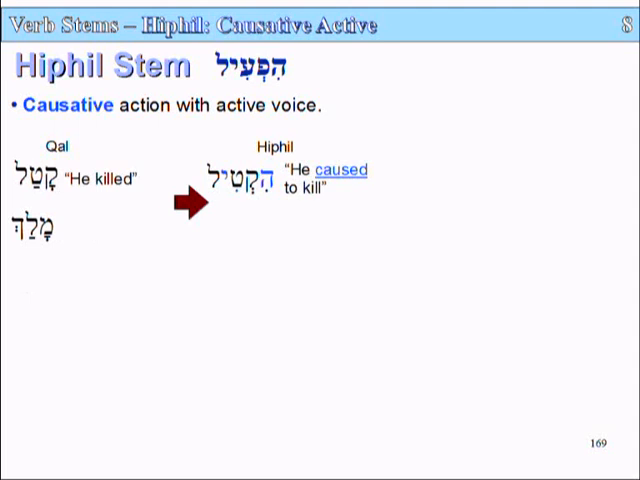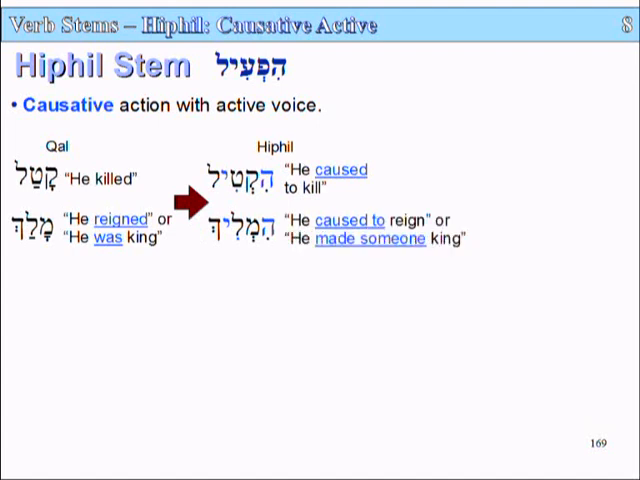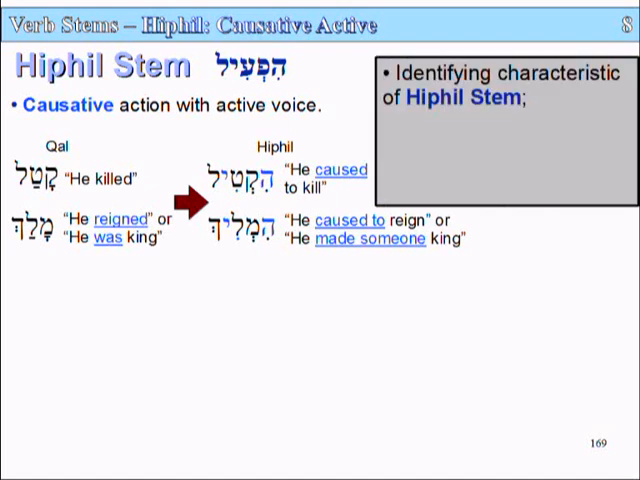Likewise, another example, malak, he reigned, or he was king, becomes himlik. He caused to reign, or he made someone king. Himlik. So the identifying characteristics of the Hiphal stem: a hey with a hirik as a prefix at the front, and a hirik yod in the stem vowel, just here.